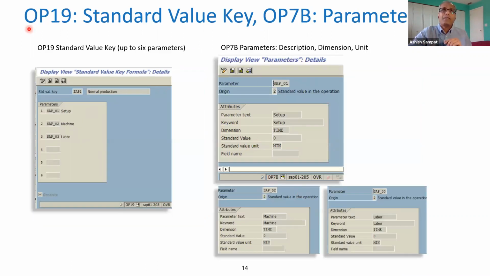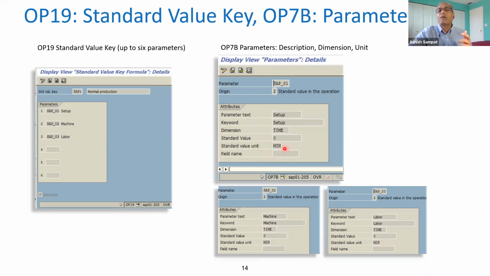One of them is OP19, which is the place where we define the standard value key, and the second one is OP7B, which is where we define the parameters. Here we have said that there are three parameters for setup, machine, and labor hours in OP19. And when we go to OP7B, you'll find more details around it. They're saying that the standard value unit for setup, labor, as well as machine hours is minutes, which is of course a dimension of time.